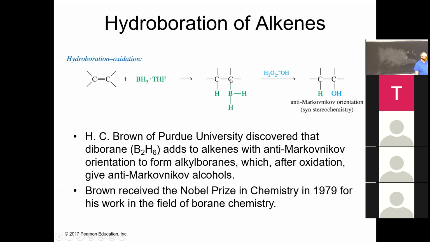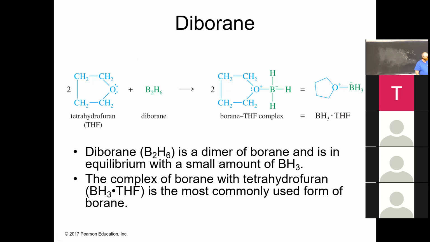So BH2 adds to one side, H adds to the other, and then with oxidation using hydrogen peroxide and sodium hydroxide, we get an alcohol with the anti-Markovnikov orientation. Herbert Brown at Purdue University received the Nobel Prize in 1979 for his work on borane chemistry. Diborane reacts with THF, which is an ether, to form this complex. This is much more convenient to handle.